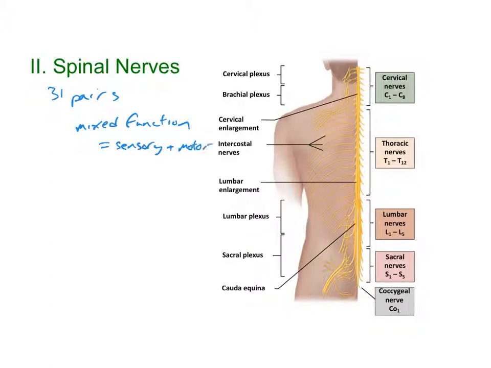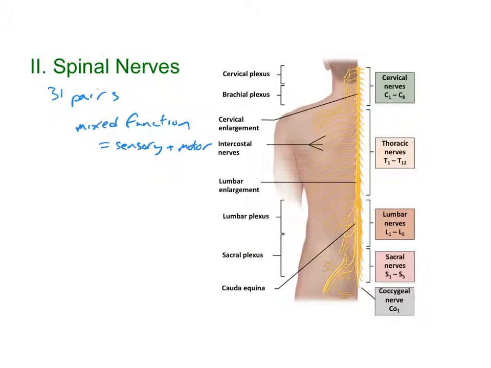Which, if you remember back to the lecture about spinal cord anatomy, should make sense because of the dorsal root and the ventral root. Dorsal root contains sensory information, ventral root contains motor information. They combine together to form a spinal nerve, and so each one is mixed function. The spinal nerves are numbered after the vertebrae that they are closely associated with.